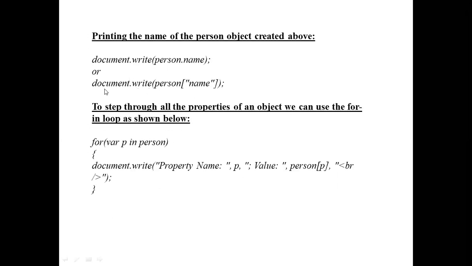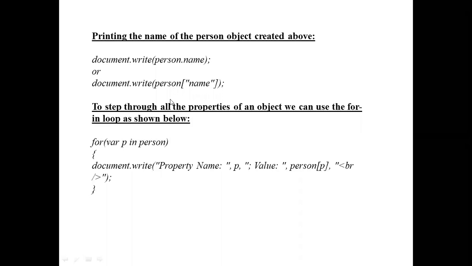This can also be given as an array index. Here document.write, where person is the object. In the array index we give the property of that object. So document.write(person["name"]) prints the value JPS.